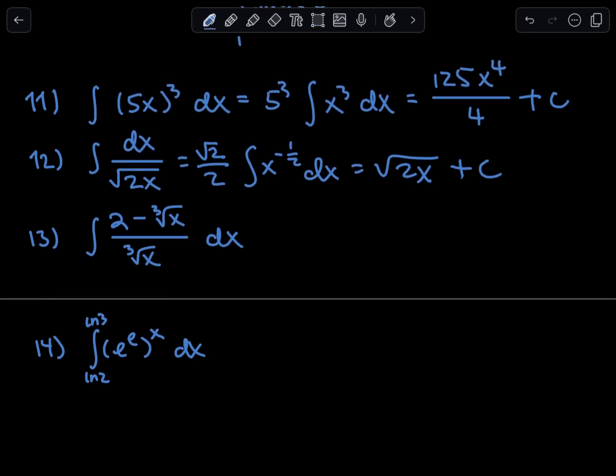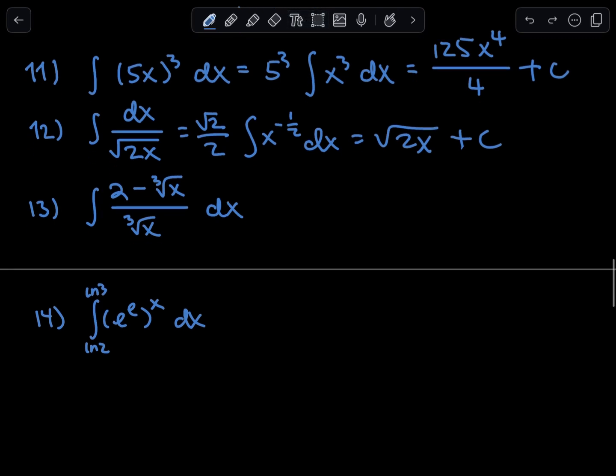Next, the integral of 2 minus the cube root of x over the cube root of x. Now we don't have a rule for the integral of a quotient like we do for derivatives. But notice that we have the same term here, so we can just split the fraction, right? A plus b over c is the same as a over c plus b over c. That's the rule that we'll be using now.